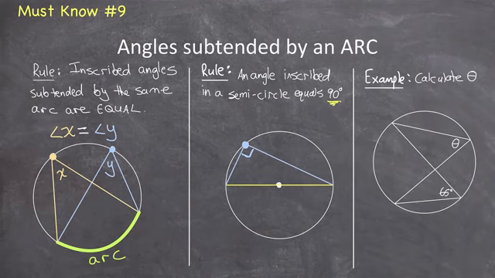In this diagram, I notice that this angle and this angle are both subtended by the same arc, that arc right there. Angle theta is subtended by that arc, and 65 is subtended by that arc. So for that reason, I know that theta and 65 are equal to each other, so I could say that theta equals 65 degrees.